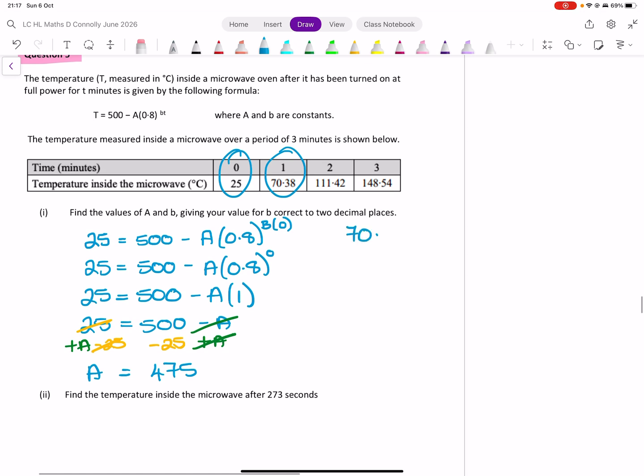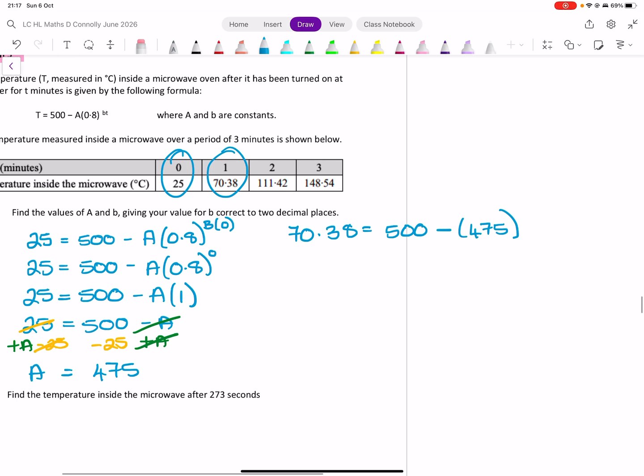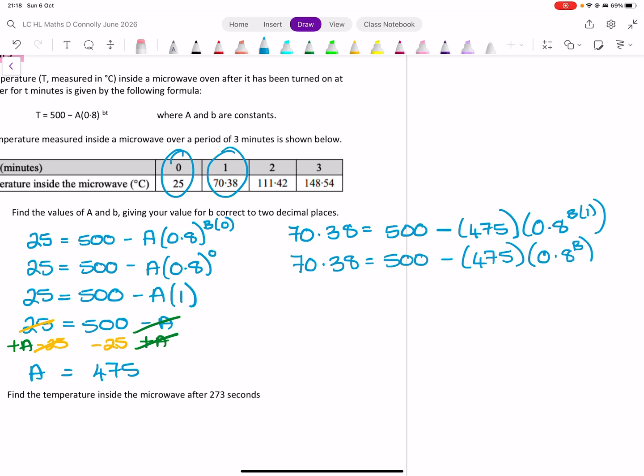So t is now 70.38. 500 is still 500 minus, I know a now is 475 because they said it was a constant. And then we have 0.8 to the b, which I'm trying to find, and this is 1. Okay. So 70.38 equals 500 minus 475 times 0.8 to the power of b.